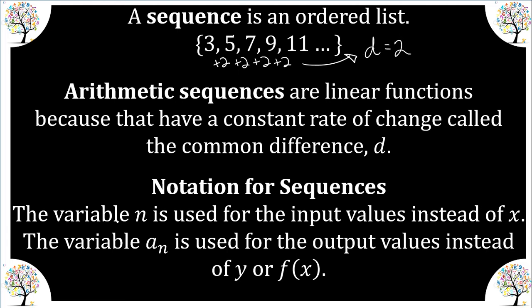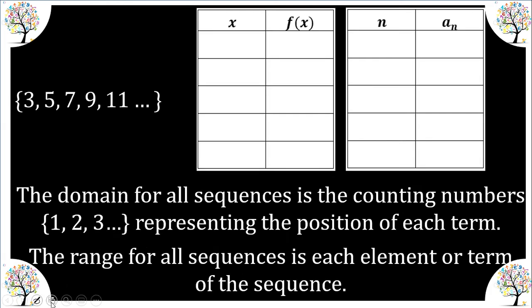Now, notation of a sequence. The variable n is used for the input instead of x, and the variable a sub n is used for the output values instead of y or f of x. So when you see n, you need to know that that is your input value, and a sub n, that is your output value. So let's put these into a function table.